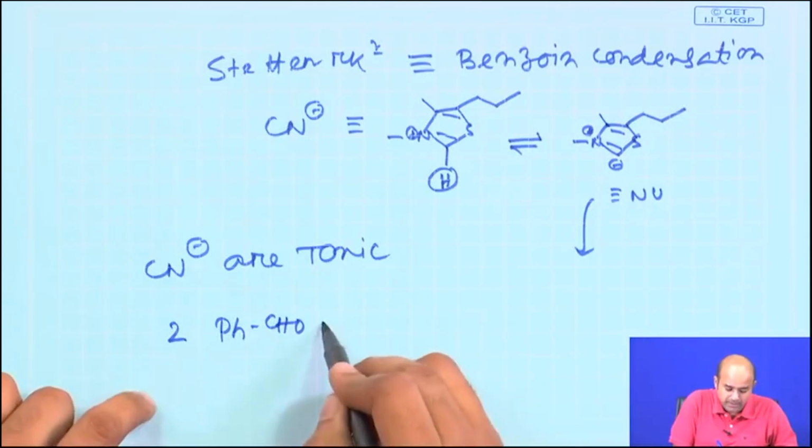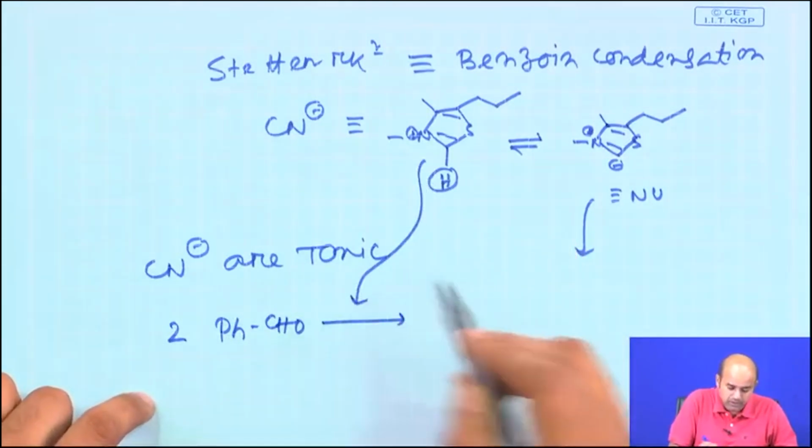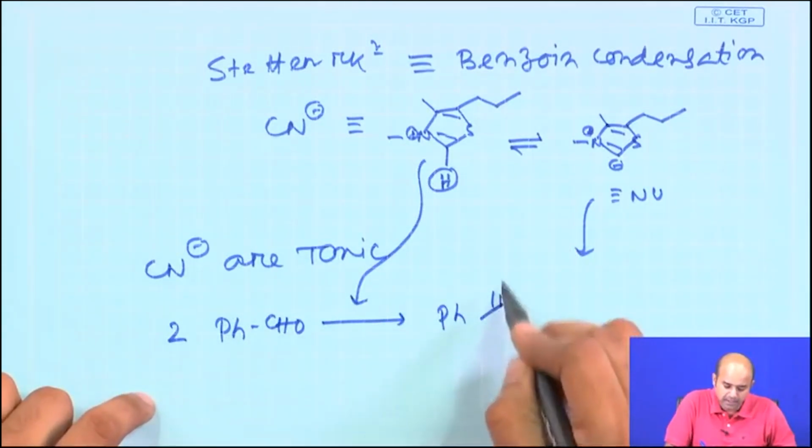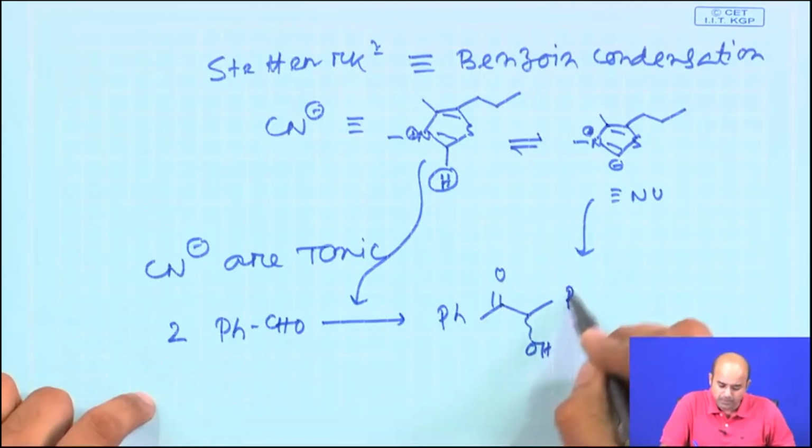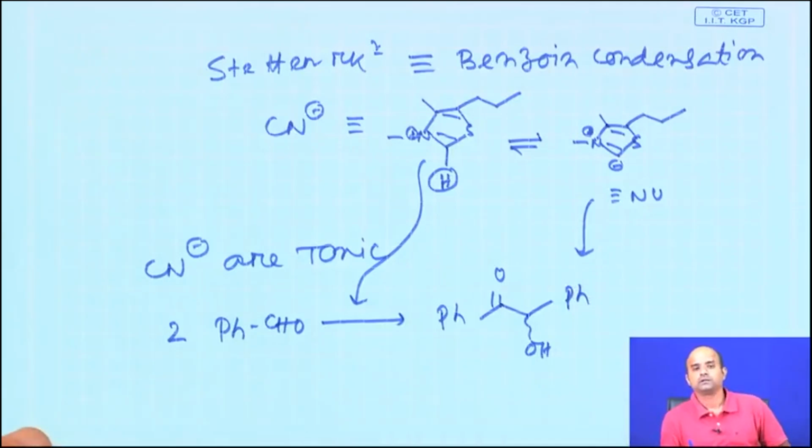So, you can use 2 equivalents of benzaldehyde with this thiazolium salt, and you can get a sufficient quantity of benzoin by using this thiazolium salt mediated benzoin condensation, and that serves as a very nice way to think about different transformations. This Stetter reaction, I am sure all of you haven't studied yet, but it is a very useful way to synthesize 1,4-dicarbonyl compounds.